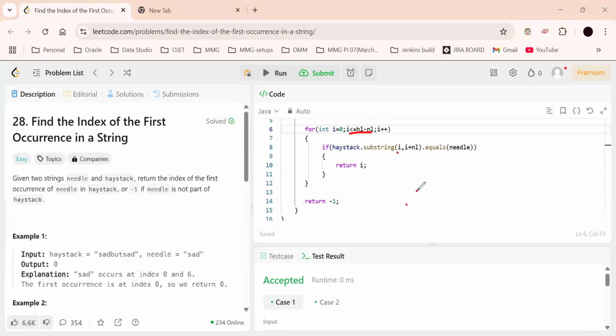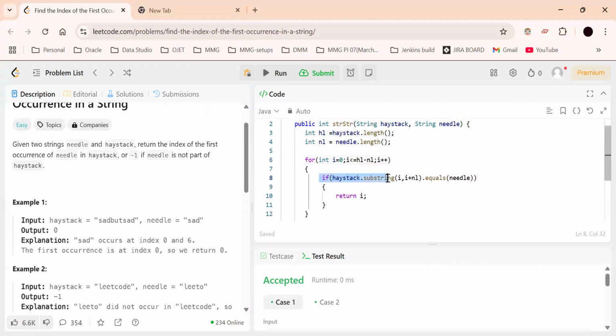Why? Because I am generating a substring from the 0th index to the 3rd index. Okay, let's say the 2nd index. But my string contains only 2 characters. Is it possible to generate a substring till this one? It's not possible. So that's the reason. That's all, guys. Nothing else here. I hope you understand this one.